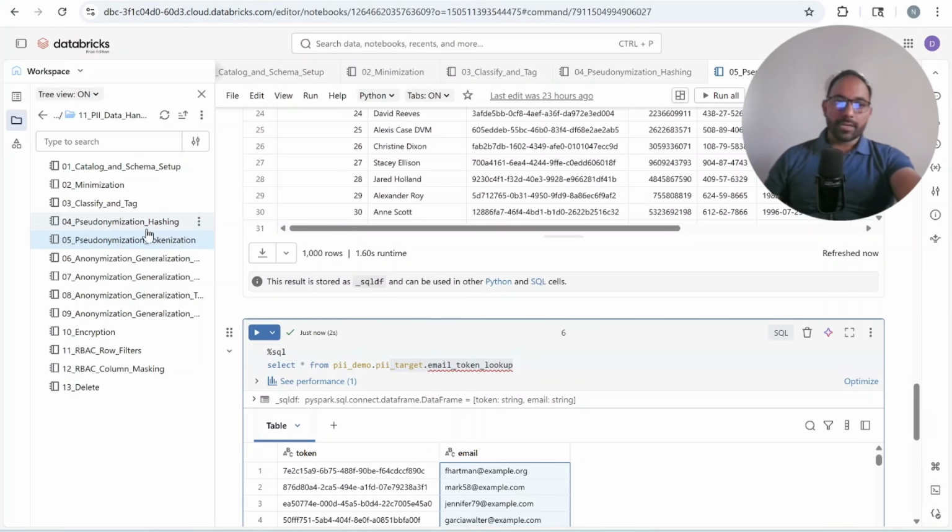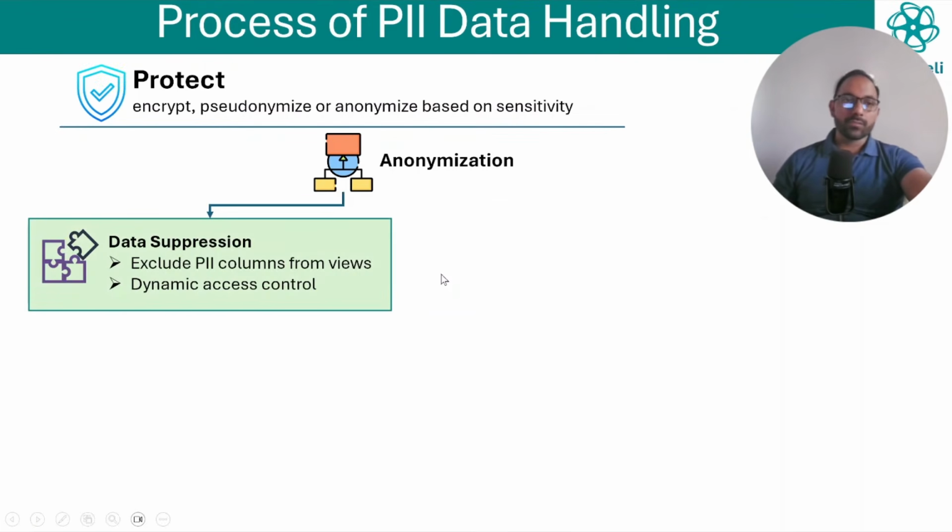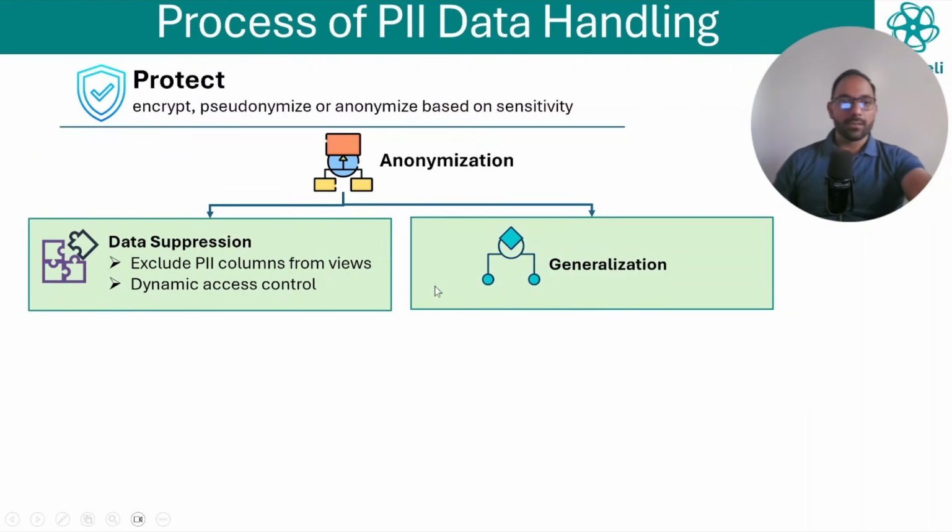And this covers both the techniques of pseudonymization, which are hashing and tokenization. Next, we will understand anonymization. Anonymization has two high-level categories: data suppression and generalization. Data suppression means excluding the PII column from the views and then providing dynamic access control. On top of our existing table, we can create a view, and in the view we do not select the PII column, and then provide access to that view.